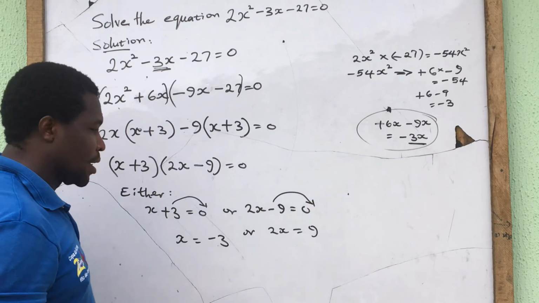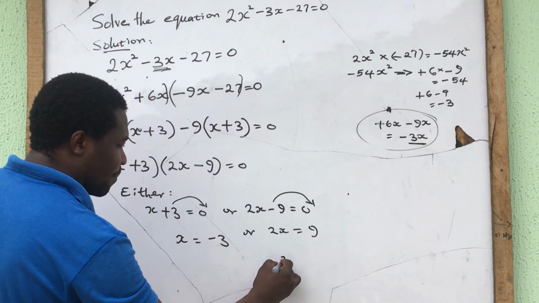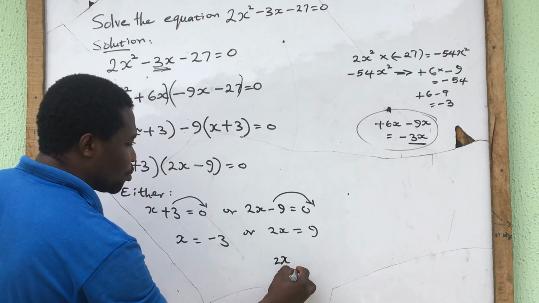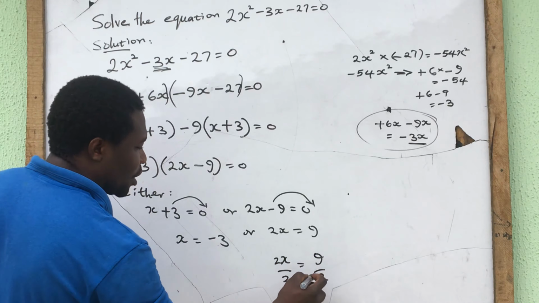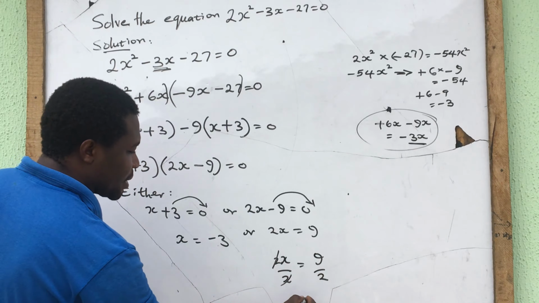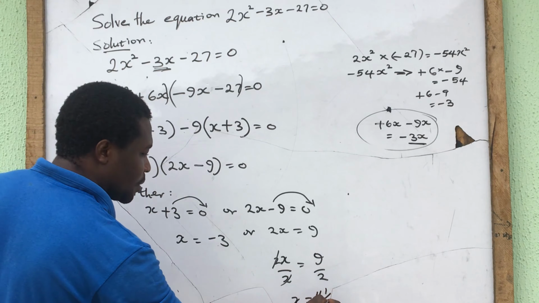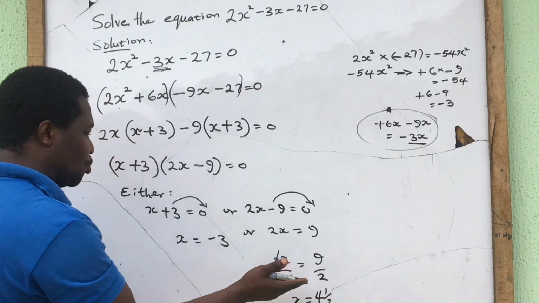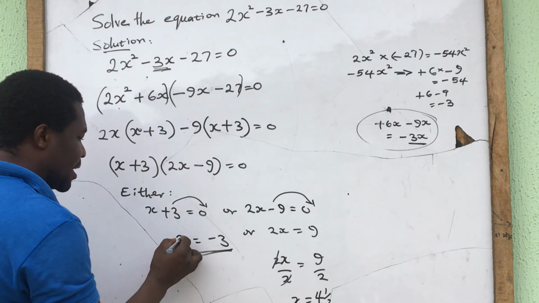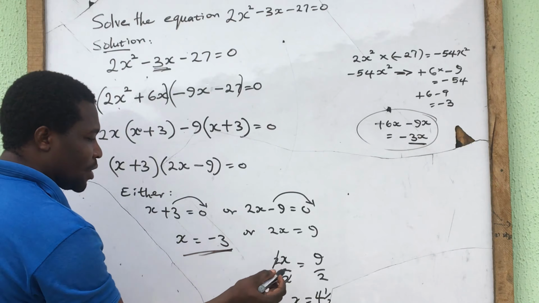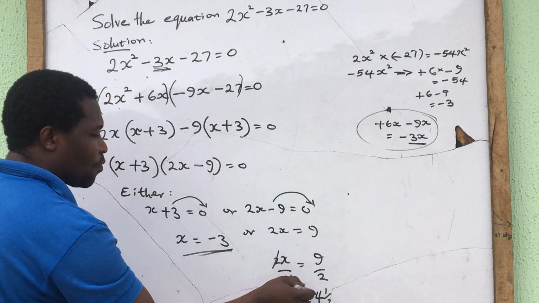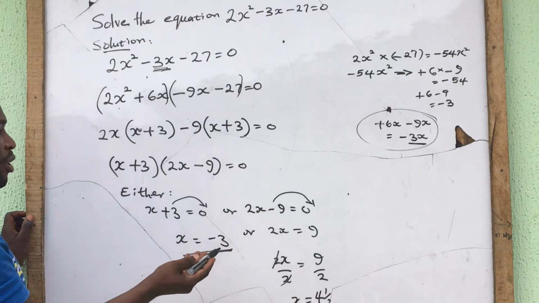one here as well. So you can easily get this out: 2x over 2 equals 9 over 2. This cancels this. Therefore, x equals 4 and a half. So x is either minus 3 or x equals 4 and a half.